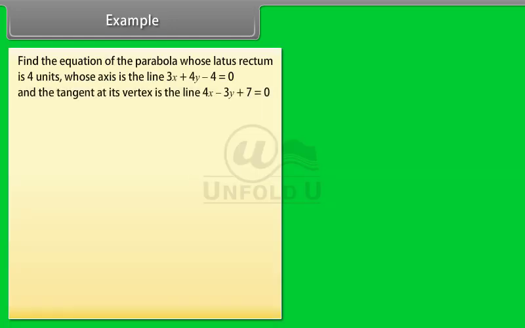Example. Find the equation of the parabola whose latus rectum is 4 units, whose axis is the line 3x plus 4y minus 4 is equal to 0, and the tangent at its vertex is the line 4x minus 3y plus 7 is equal to 0.